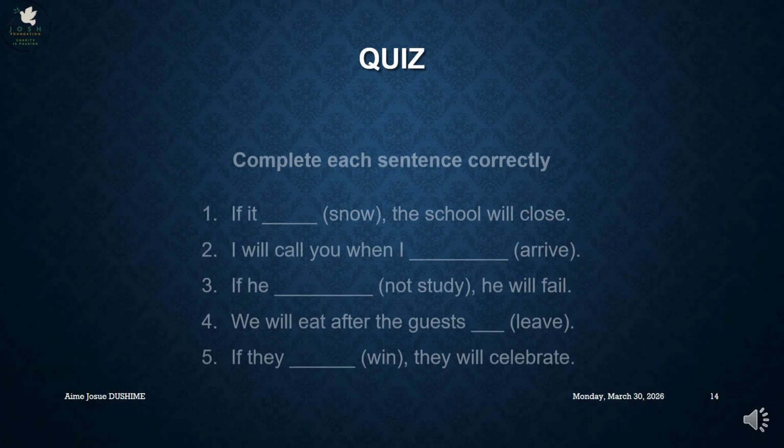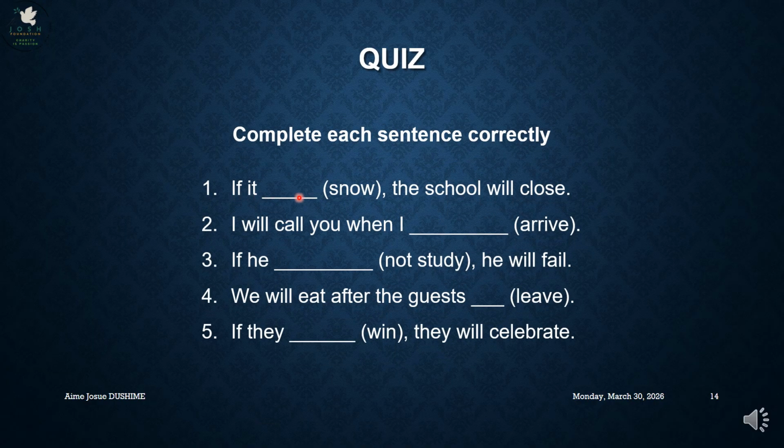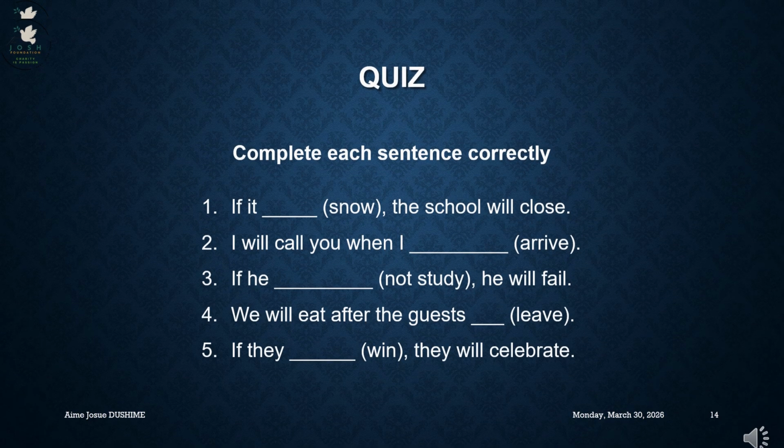And this quiz: if it dash dash, the school will close. I will call you when I dash dash. If he dash dash, he will fail. We will eat after the guests dash dash. If they dash dash, they will celebrate. So you're going to make the full completion of the answers using the right form.